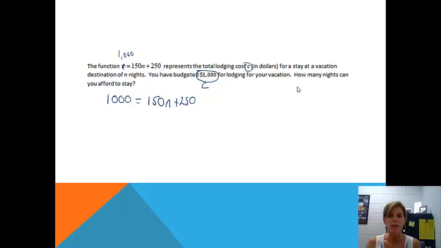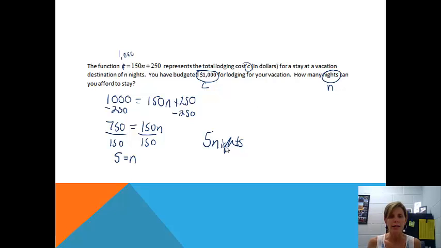Okay, and then from there, the question was, how many nights can you afford to stay? And we know nights, it told us, was n. So we are actually looking for the n value, so we're going to solve this equation to find n. Thinking back to how we solved equations earlier, we're going to subtract 250 from both sides first. So 1,000 minus 250 is 750 equals 150n, and then to get rid of the 150, we are going to divide both sides by 150. 750 divided by 150 is 5. So we found that n is equal to 5, so when it asks how many nights can you afford to stay, we could afford to stay 5 nights.